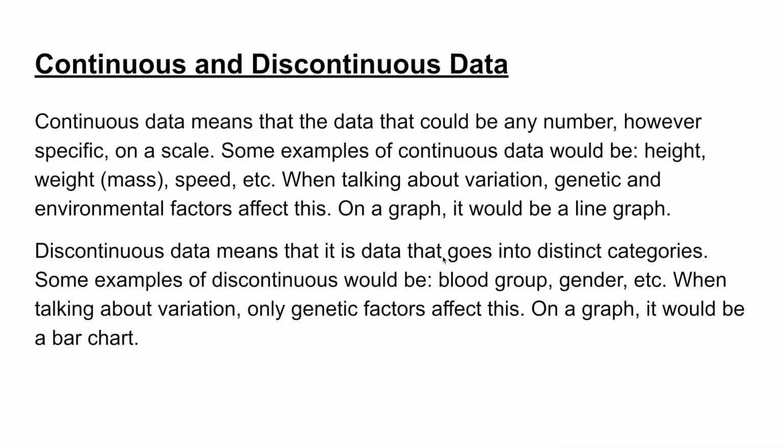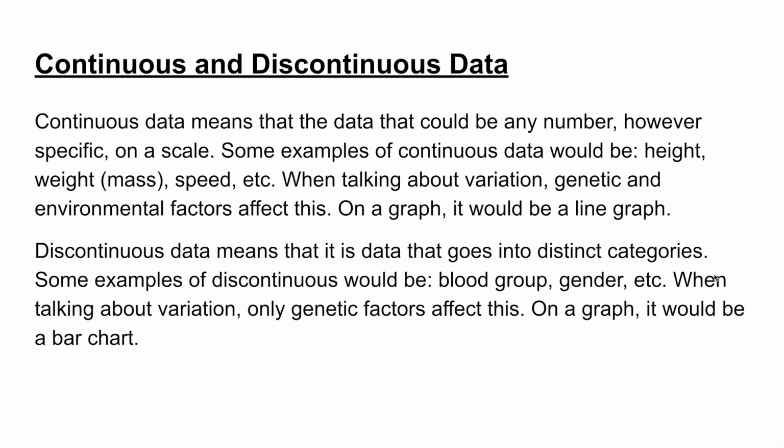What if you need to make a graph out of the data? First, you need to decide whether the data you have is continuous or discontinuous. Continuous data means data that could be any number, however specific, on a scale. Some examples of this are height, weight, speed. When talking about variation, genetic and environmental factors affect this. It is shown by a line graph.